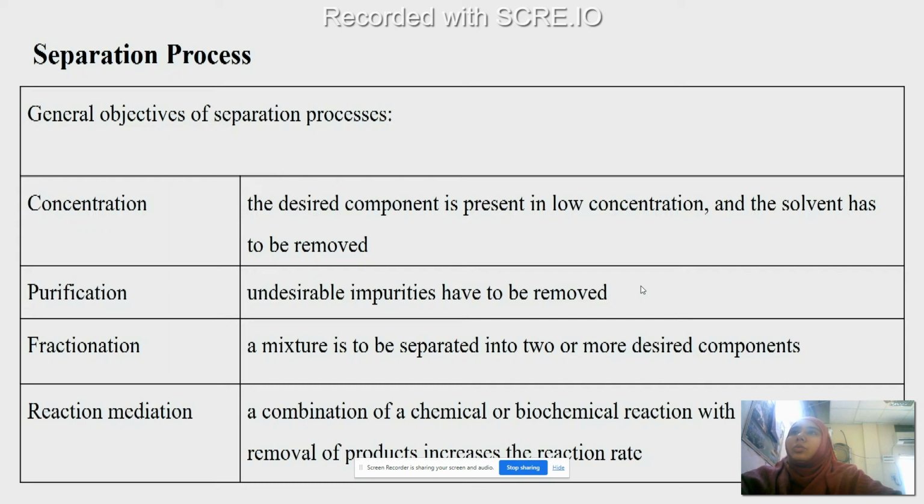So, the general objectives of separation processes are: concentration, meaning the desired component is present in low concentration and solvent has to be removed. In purification, undesirable impurities have to be removed. And a mixture is to be separated into two or more desired components. Reaction modification means a combination of a chemical or biochemical reaction with continuous removal of product, which increases the rate of reaction.